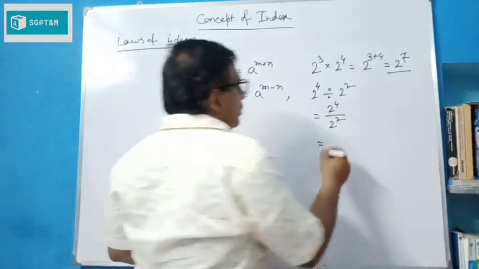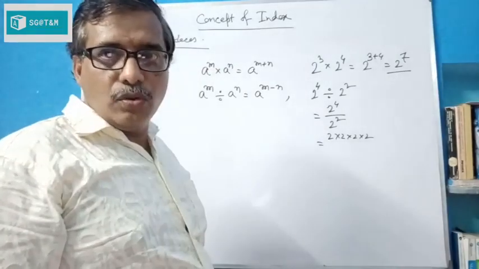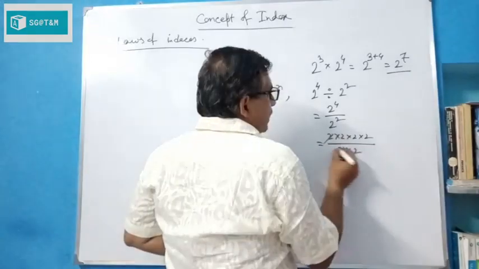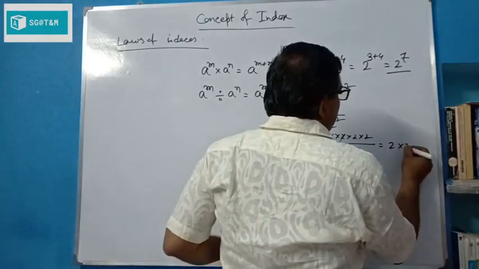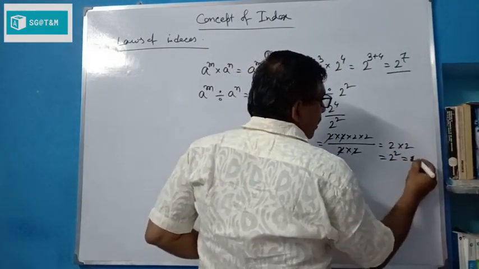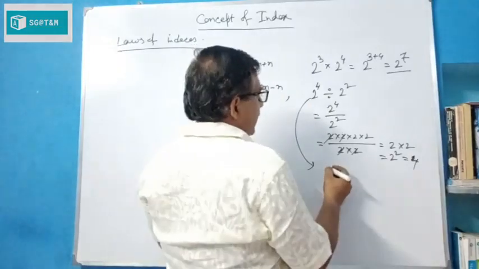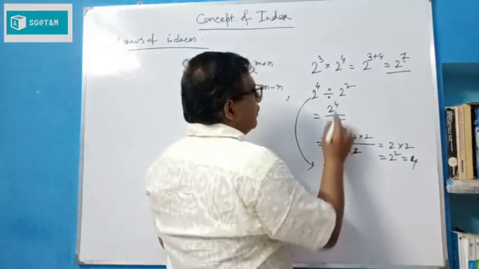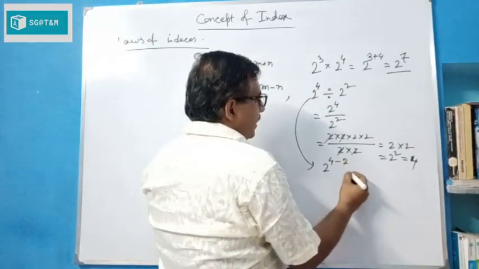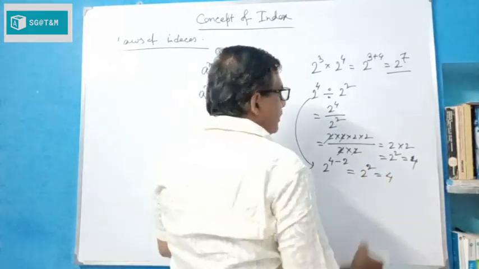In extended form, 2 to the power 4 means 2 into 2 into 2 into 2, 4 times, and 2 square means 2 into 2. So these 2's cancel out. 2 into 2, that is 2 square, means 4. Now, using the formula, 2 to the power 4 divided by 2 to the power 2 means the powers will be subtracted. So 4 minus 2 means 2 square, and again we get 4 very easily.